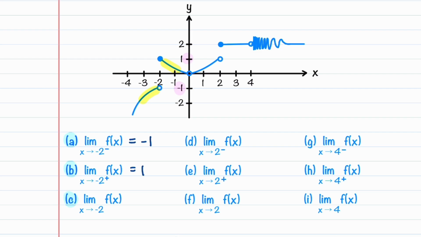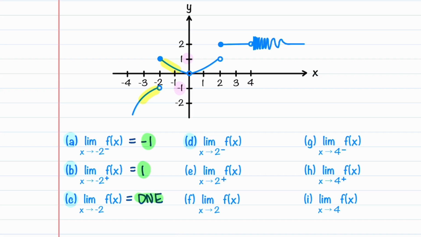Now in part C, we're asked to find the limit just as x goes to -2, not from the right or from the left. To find out what this equals, we need to see if the limit from the left is equal to the limit from the right, and we can see that the limit from the left is not equal to the limit from the right, so we say that this limit does not exist, and we write it as DNE.